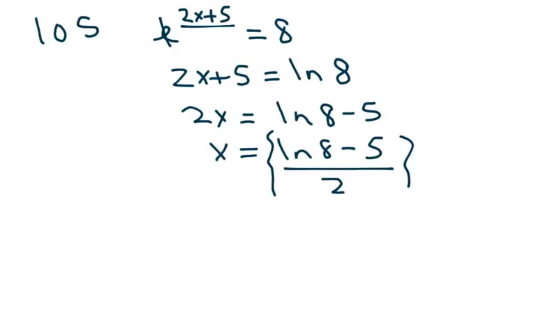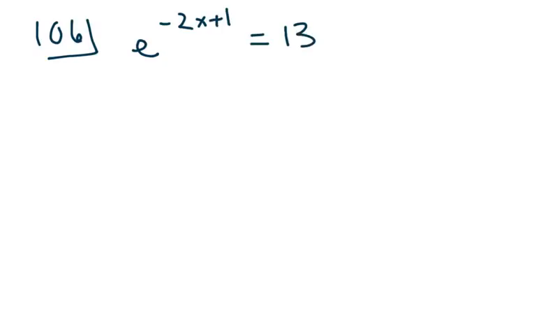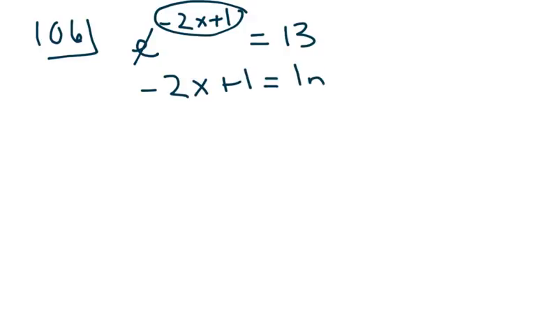And let's do another one like that. Let's do 106, since we have time. So 106. e to the negative 2x plus 1 equals 13. So what am I going to do? I'm going to bring him down, take him away, and put ln in front of this number. So negative 2x plus 1 equals ln of 13. Solve for x.